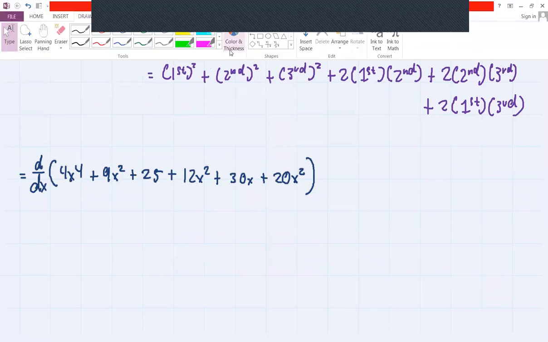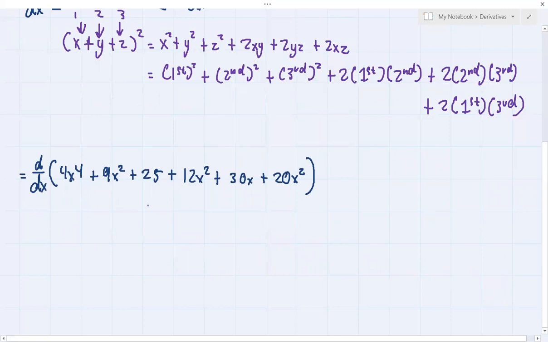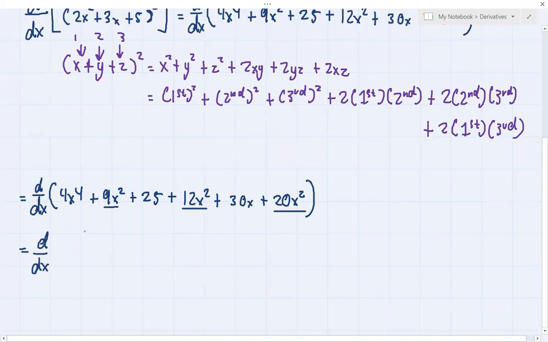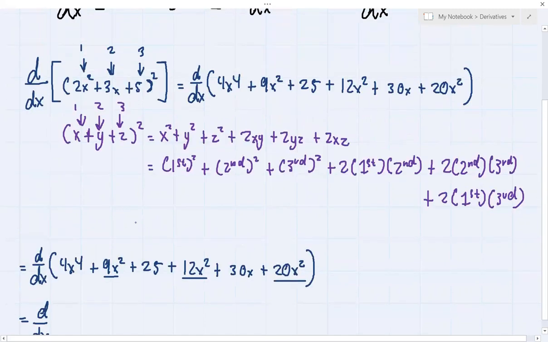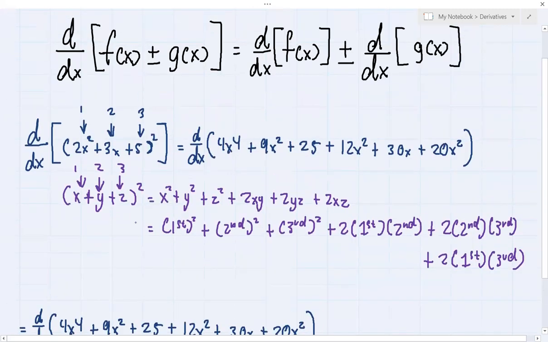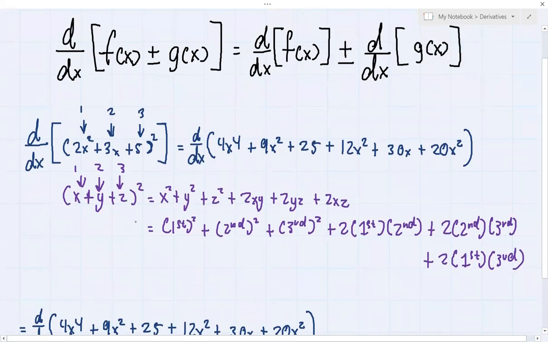So, before anything else, let's combine similar terms. Kasi merong terms dito na magkapare-parehas. We have 9x squared, we have 12x squared, and we have 20x squared. So, let's combine them. Okay? Nagtaka rin ako. Bakit parang walang x cubed dito, no? Wait lang. I just want to be sure na tama ako.